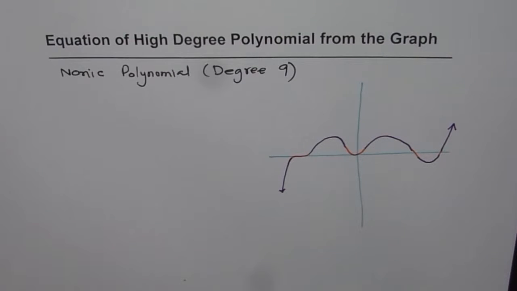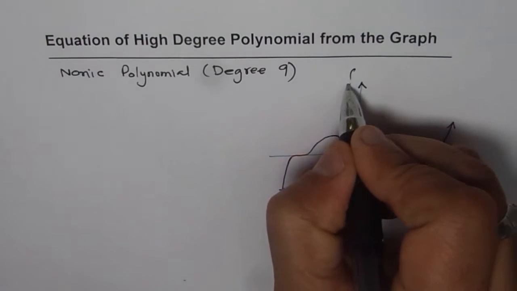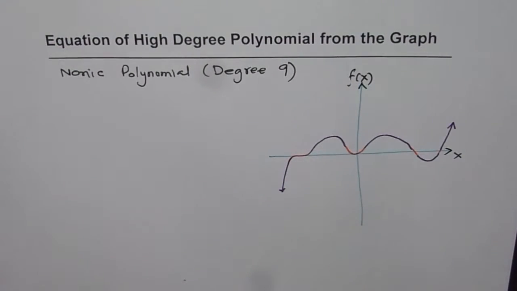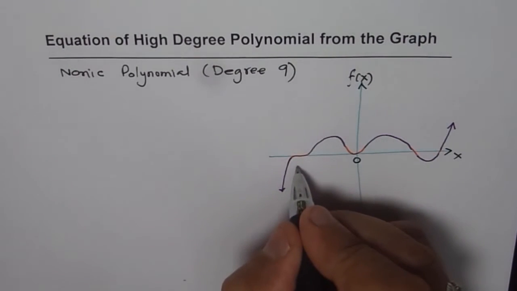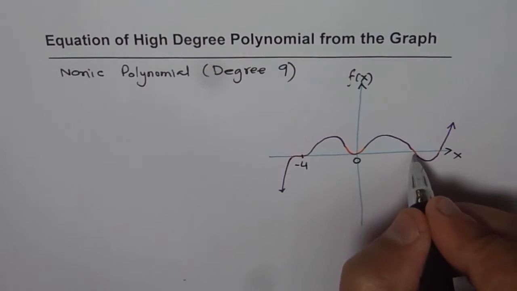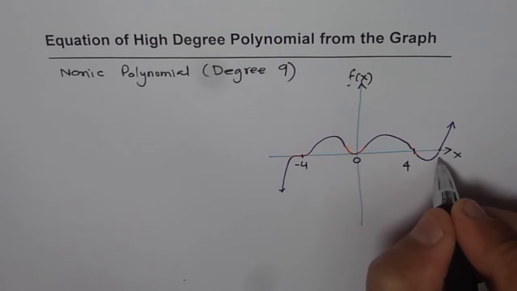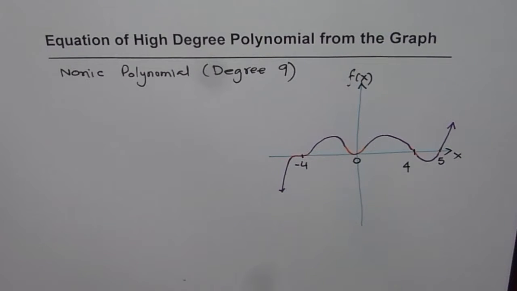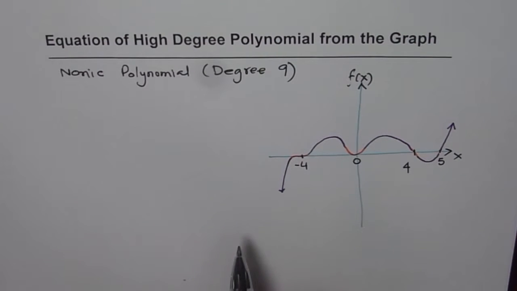So let us write down possible equations for this function. So we are saying this is x, and we have f of x, and we need to find possible equations for f of x. This is the origin. Let us say this point is -4 for us, where we have a 0 here. This point, let it be at 4, and this be at 5. Okay, so what we have here is 1, 2, 3, 4 zeros.